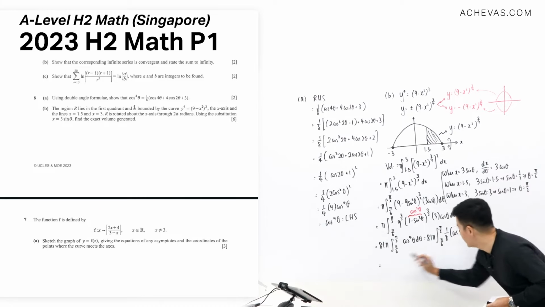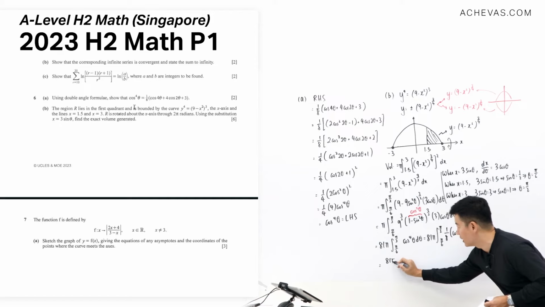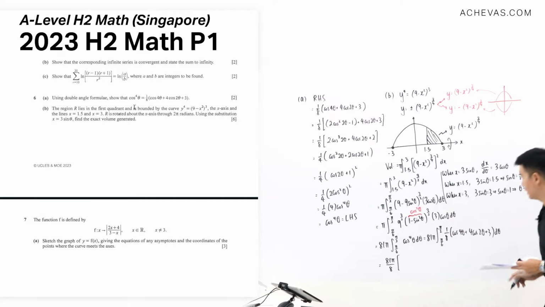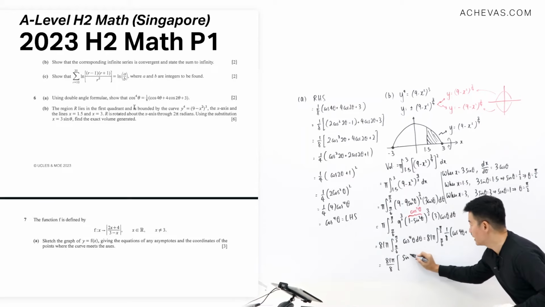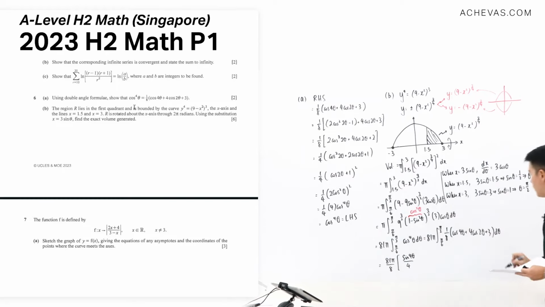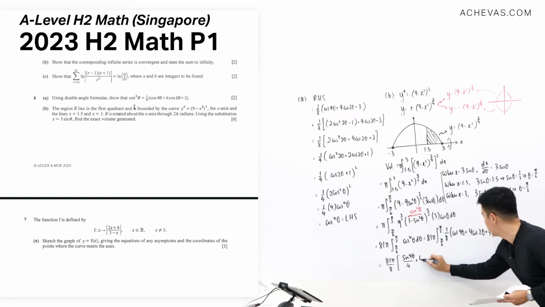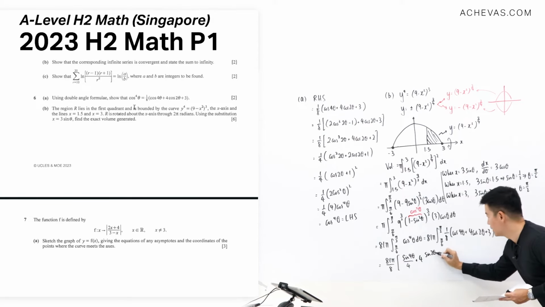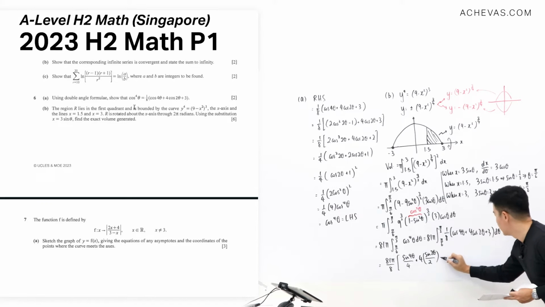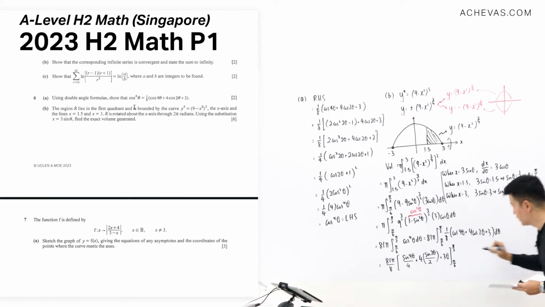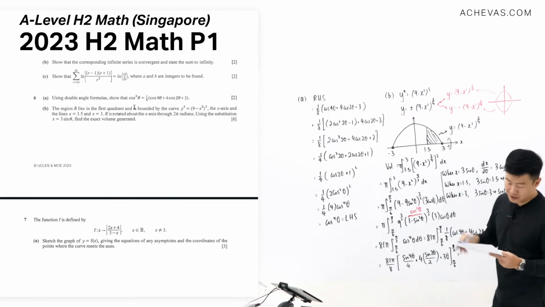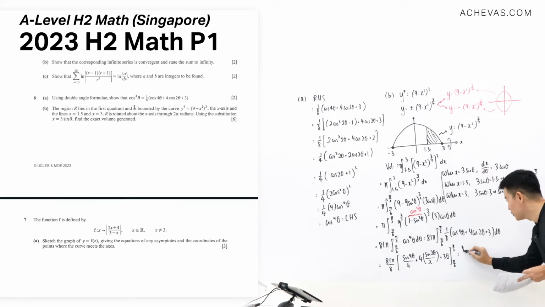So let me write it down here. 1 over 8, let me take it out. So it will be 81 pi over 8. And we will be integrating cosine 4 theta, which is going to be sine 4 theta over 4. Then plus 4 times sine 2 theta over 2, then plus 3 theta from pi over 6 all the way until pi over 2. And I'm running out of space. So it is going to be equal to 81 pi over 8.